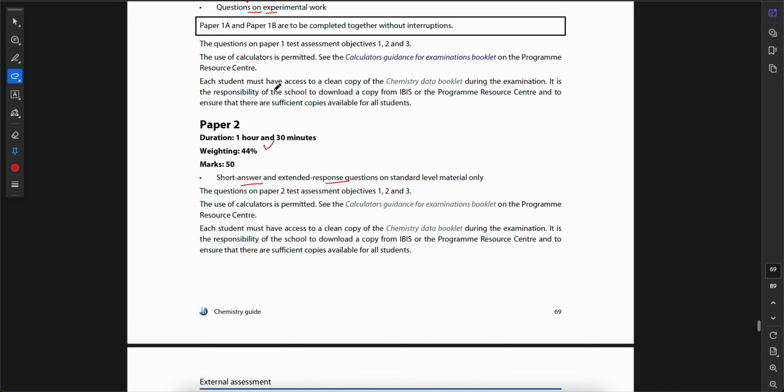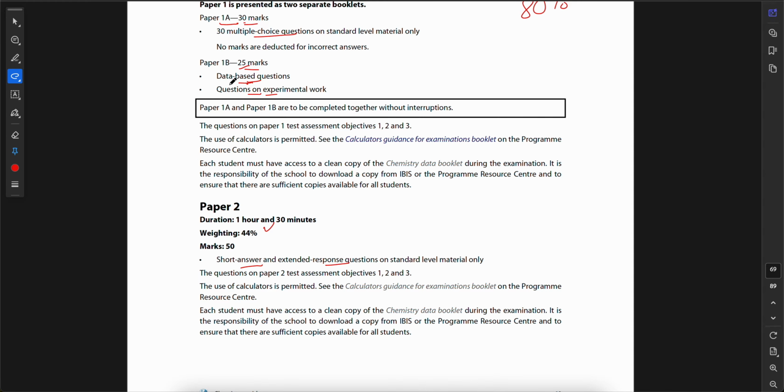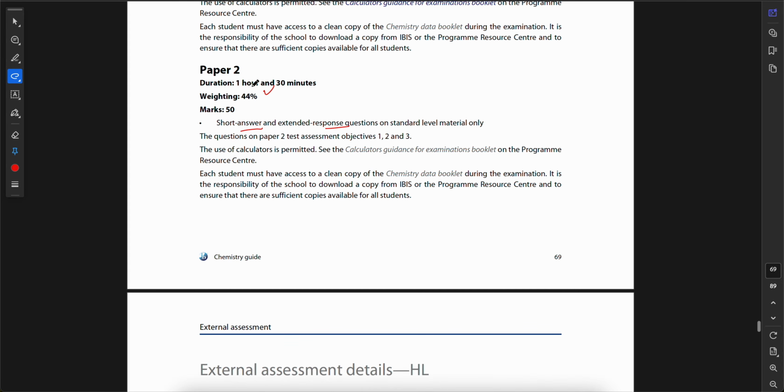And for paper 2, what about this style? The style is also the same for SL and HL. The difference is only the marks, because HL has more content to cover. So it has short answer and extended response questions. Short answer questions require brief, focused responses where you need to address the questions directly. Extended response questions require longer and more detailed answers, often involving explanation and analysis, allowing for depth of thought and reasoning.